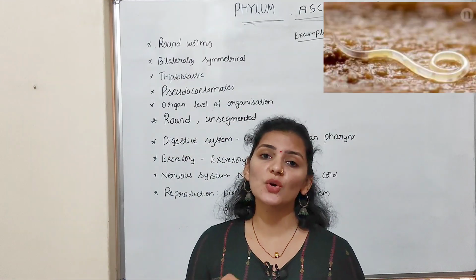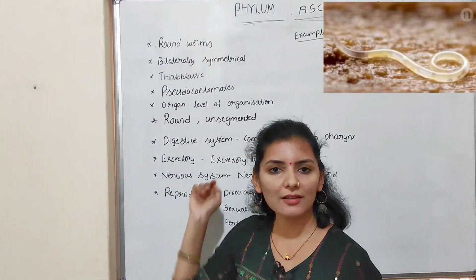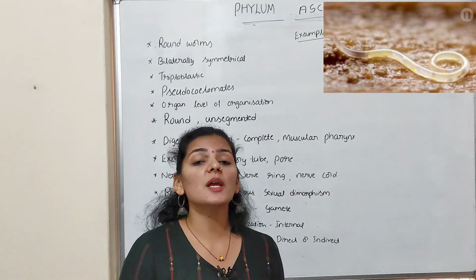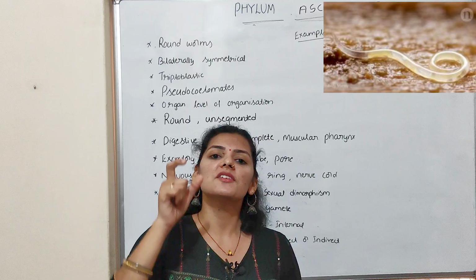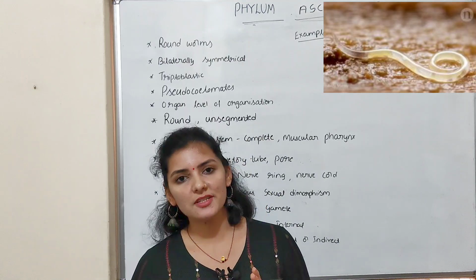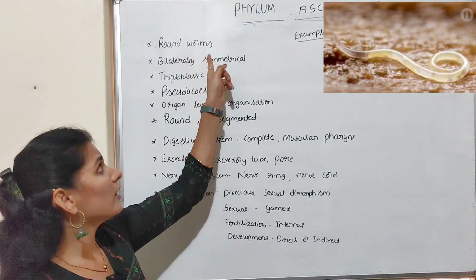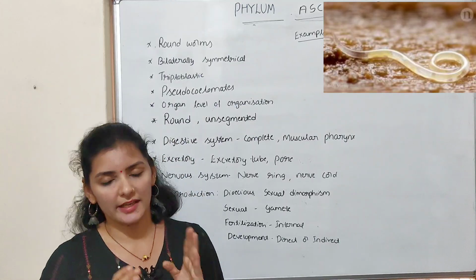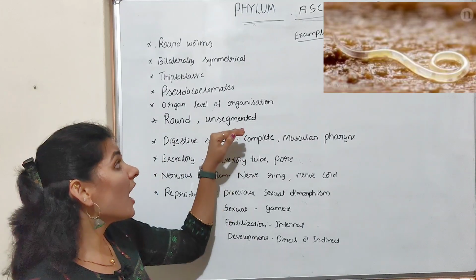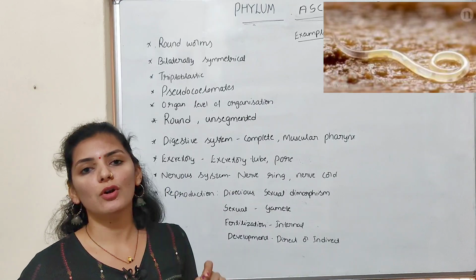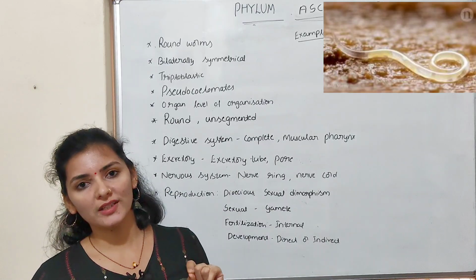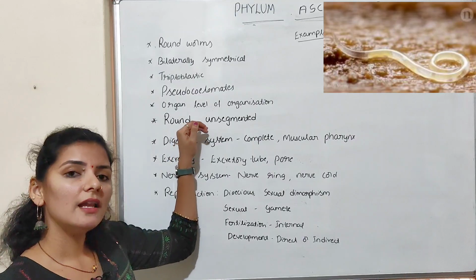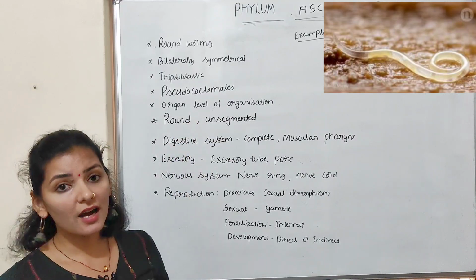As I already told, these organisms are commonly called roundworms, because if you take a section of the body of this organism, the section appears round because they have a cylindrical body. The body is cylindrical like a worm, and it is unsegmented, meaning they do not have any segments, which is a very important character of Phylum Aschelminthes.